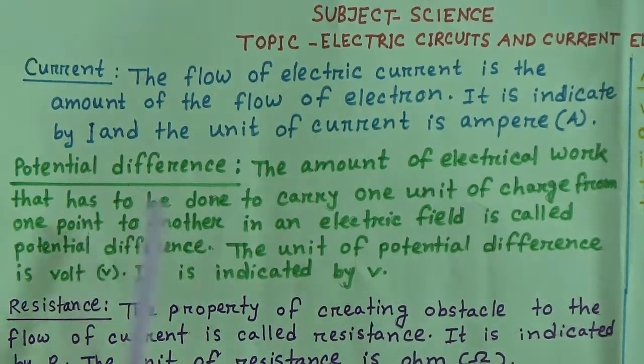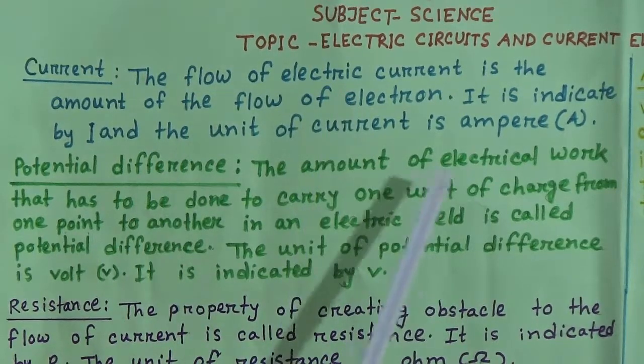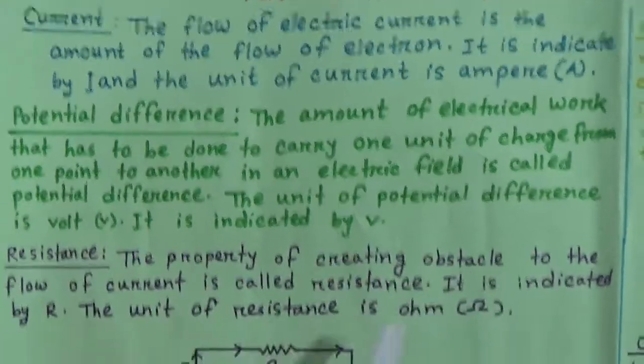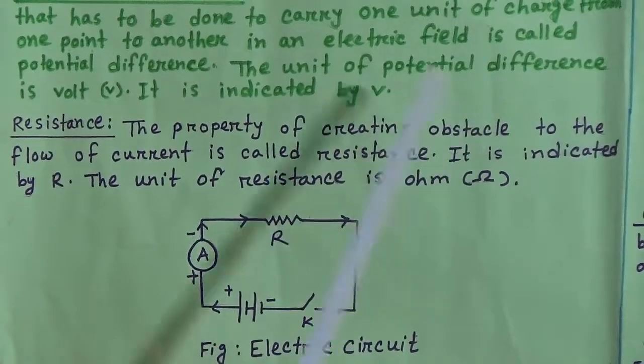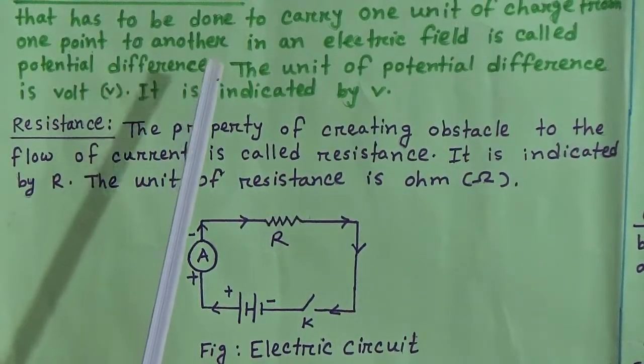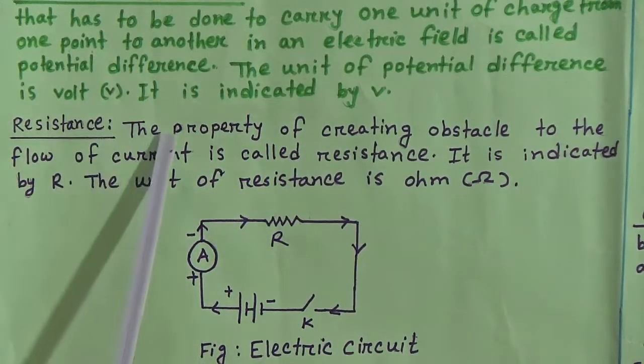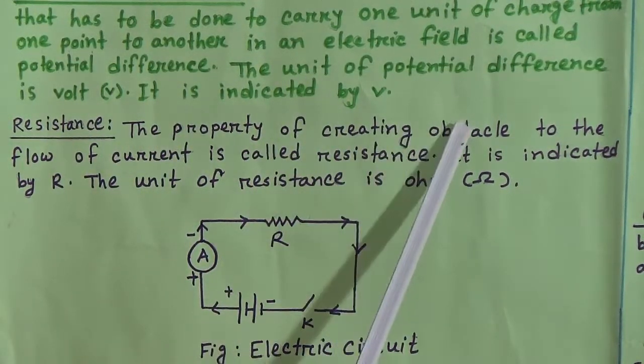Now, what is potential difference? The amount of electrical work that has to be done to carry one unit of charge from one point to another point in an electric field is called potential difference. The unit of potential difference is volt. It is indicated by V.